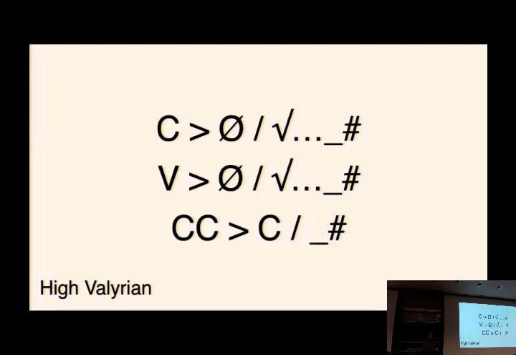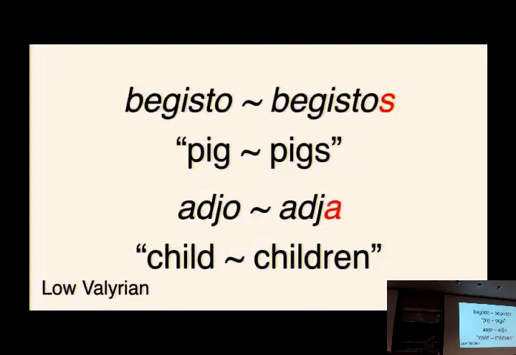So this happened to High Valyrian to produce a new language. Think about Latin to Old Spanish. That's what we're seeing here for this Low Valyrian or Astapori Valyrian. After these sound changes, you ended up with situations where you have similar endings. Both of these end in O, but have unpredictable plurals.